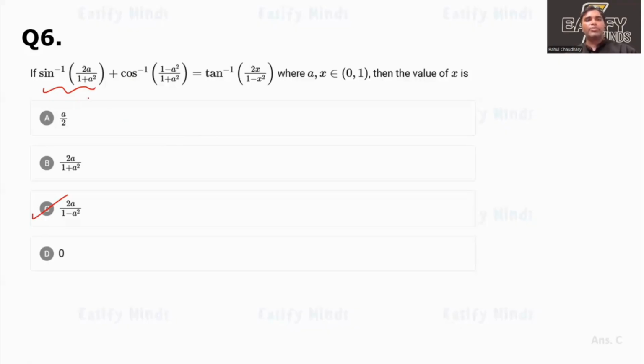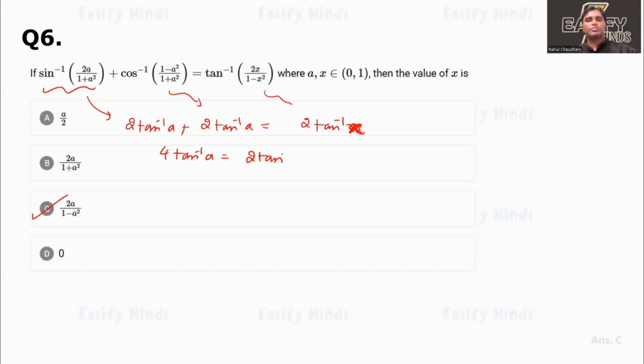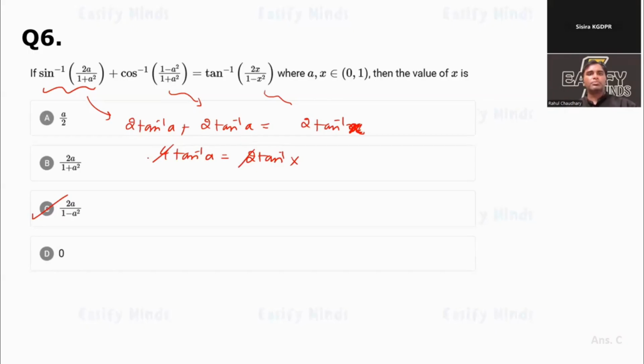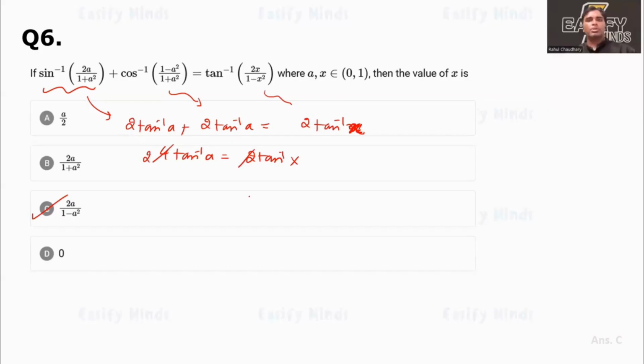Sin inverse 2a by 1 plus a square. If you know, this is the formula of 2 tan inverse a. Similarly, this is the formula of 2 tan inverse a. This is also the formula of 2 tan inverse a. 2 tan inverse x. Now we know that this is 4 tan inverse a and this is 2 tan inverse x. So 2 to cancel. So this is tan inverse x equals 2 tan inverse a.